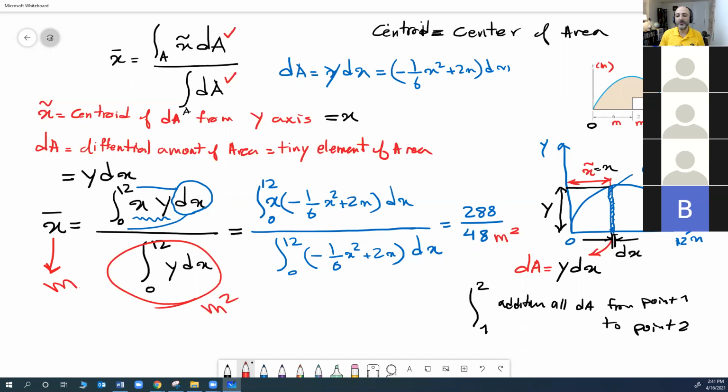So what unit do you think the top should be? Meters cubed. Also, here's an x, right? So this is meters, this is dA, so meters squared. The units are meters cubed over meters squared, which is meters. So make sure to check the units and make sure they check out.